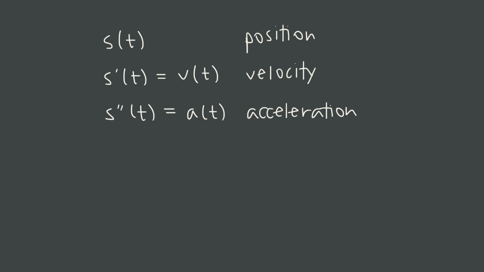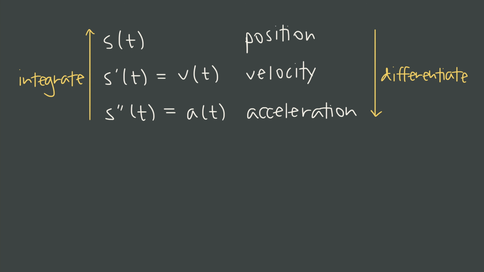So when you have a particle motion problem, once you've labeled what's what, we just remember to move down this list by differentiating and up the list by integrating. Still just the same thing we've been doing this whole video, just different names for these functions: position, velocity, acceleration.